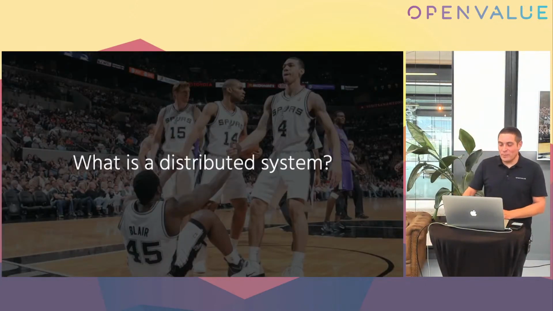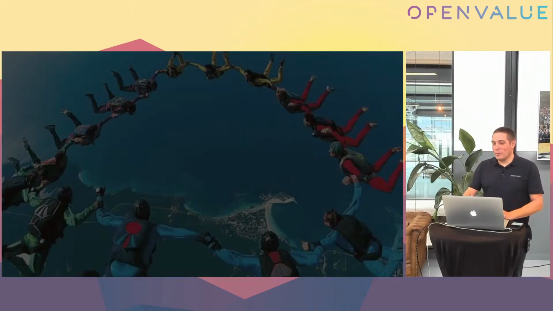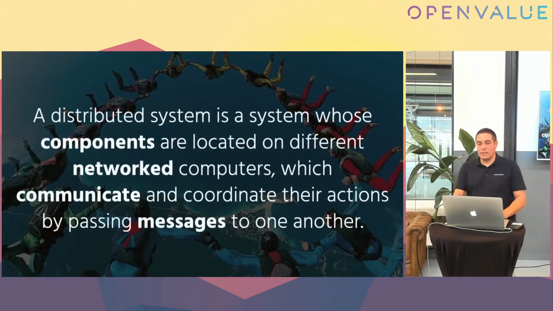So what is a distributed system? Well, what do you do when you want to know something? You look it up on Wikipedia. Wikipedia says it's a system whose components are located on different networked computers, and they communicate and coordinate their actions by passing messages. So we're talking about at least two components. They're connected by a network and they pass messages. You might call them microservices as well, but in essence, every system that's networked and talking to each other, for example, Facebook, is a distributed system.